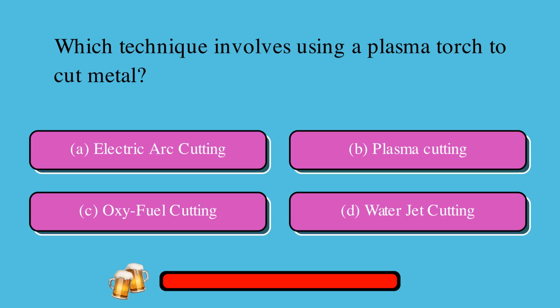Which technique involves using a plasma torch to cut metal? Is it choice A, electric arc cutting, or choice B, plasma cutting, or choice C, oxy-fuel cutting, or choice D, water jet cutting? The correct answer is B, plasma cutting.